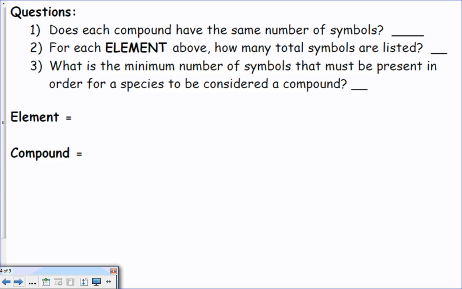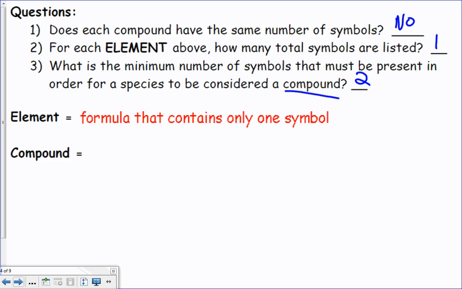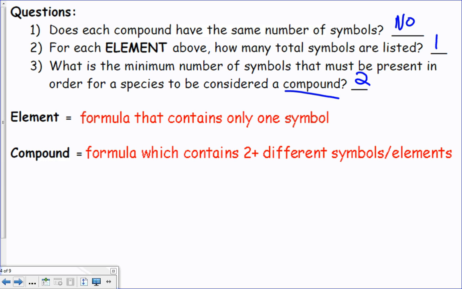Does each compound have the same number of symbols? No. I had one with two symbols. I had one with one symbol. Two with one symbol. For each element above, how many total symbols were listed? Each element gets one symbol. What is the maximum number of symbols that must be present in a compound? Compound is two or more elements, right out of the POGIL, right? So for an element, the formula contains only one symbol, be it a capital letter and a little letter, or just one single capital letter. A compound, though, has to have two different elements in it, so hence two different element symbols. Okay?